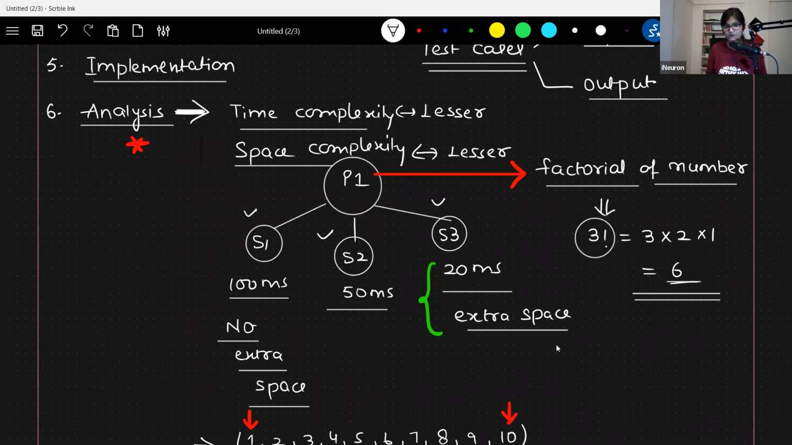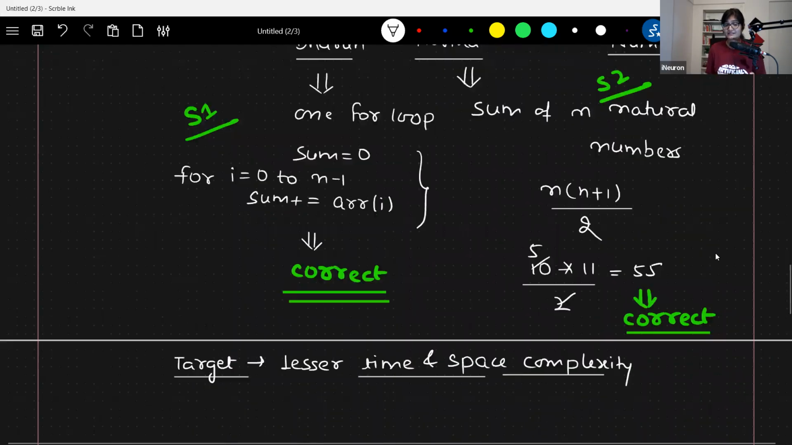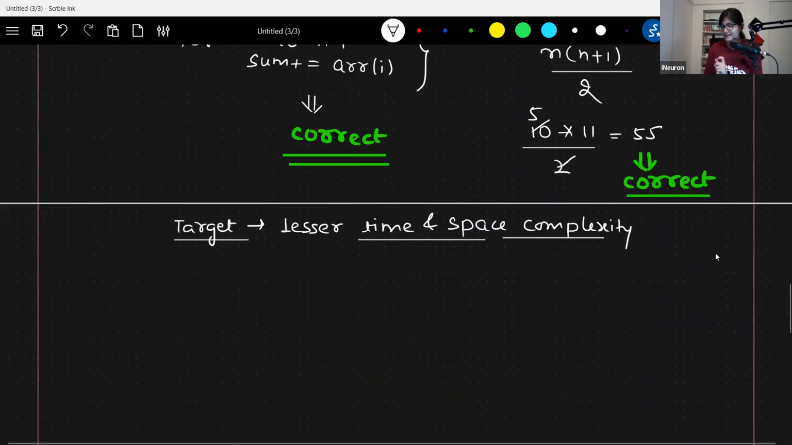Right? Any doubt, anyone? We have so much memory. I'm saying that we need to focus on both time and space. But given time and space, which one is more superior? I'm saying time. Right?